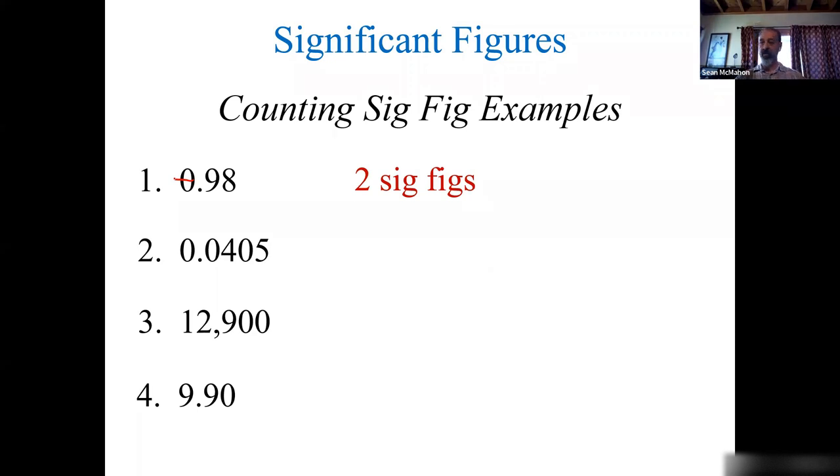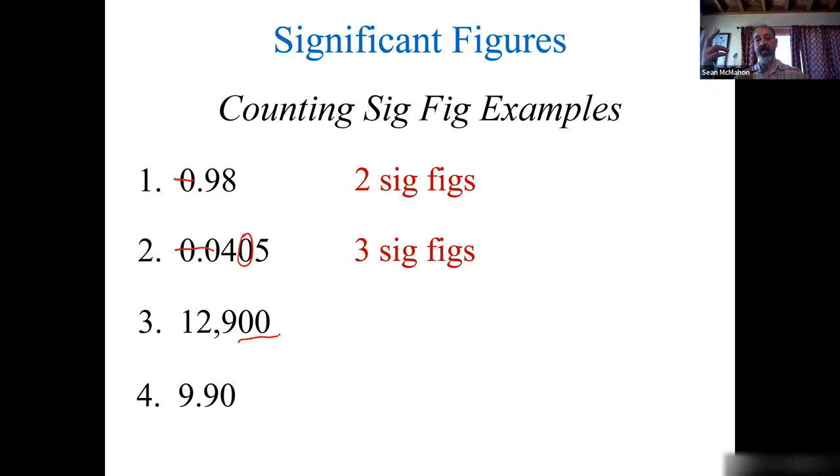0.0405. Now, there are 2 types of zeros here. I have leading zeros that never count. Remember, to the left, cross them out. But what is this? It's the captive zero. It's held trapped between 2 non-zero digits, so 3 sig figs. Now, these are trailing because they're to the right.